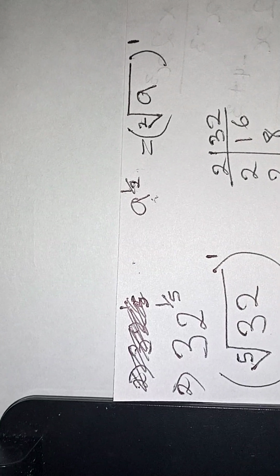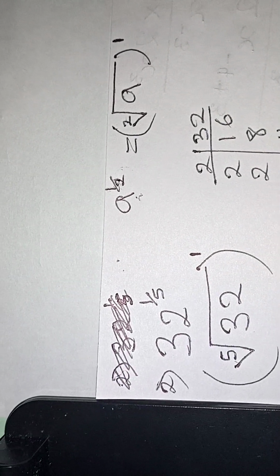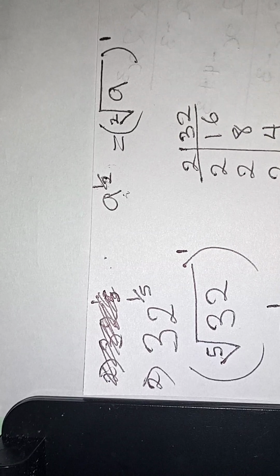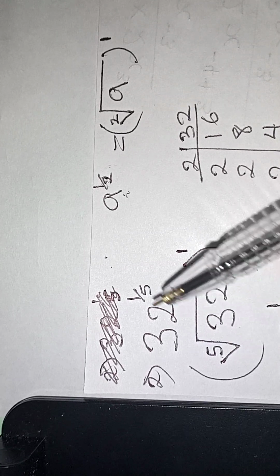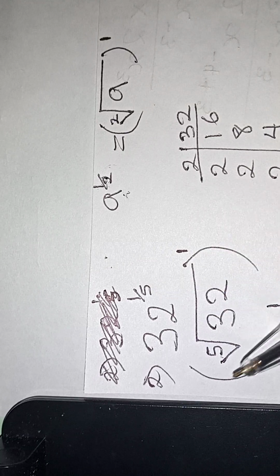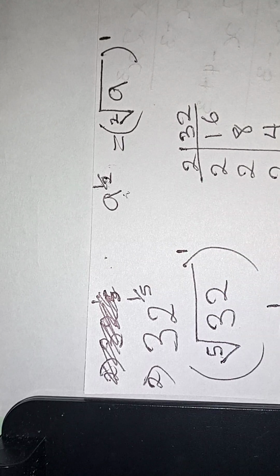So let's take a question. You have 32 raised to power 1 over 5. So applying this rule, you simply take the fifth root of 32, all raised to power 1. I'm not supposed to put a 1, but it is important when it is something like 2 over 5. So it will be all raised to power 2 when you have it as that.